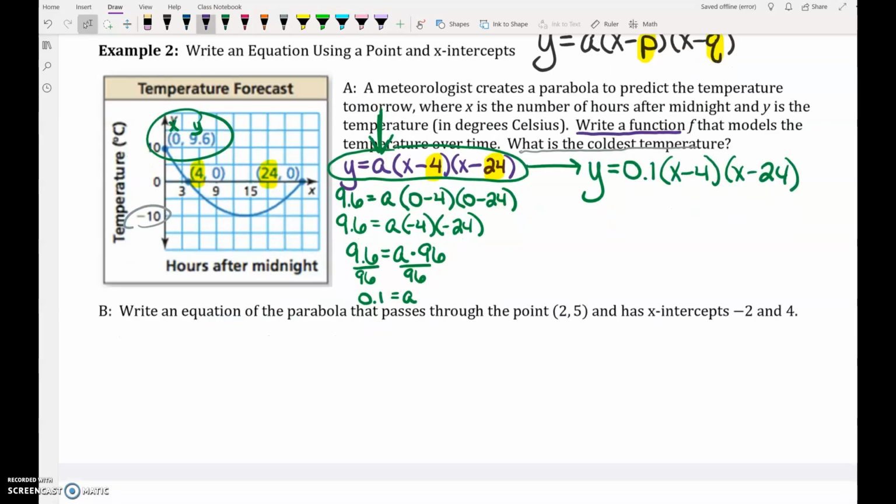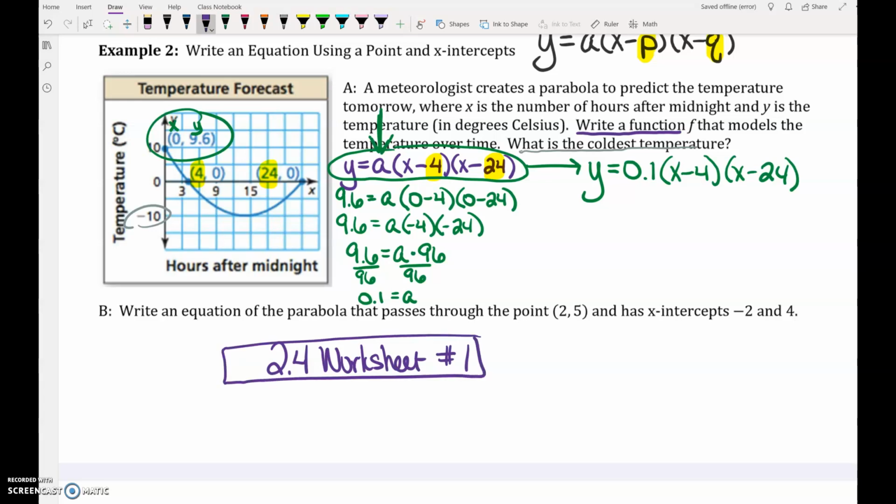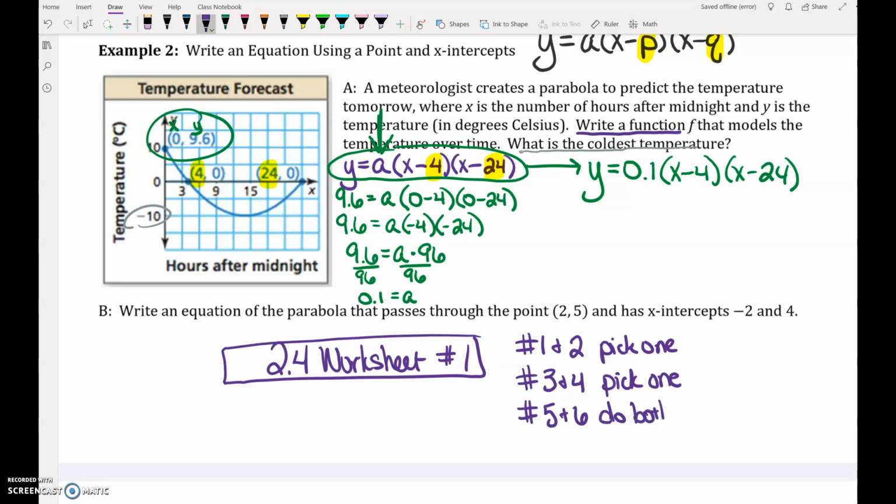On your assignment is 2.4 worksheet number 1. It's just one side, so look for the sheet that has this in the bar at the top of it. It's just that one side. On numbers 1 and 2, I want you to pick one of them to do. They are both vertex forms, so pick one of those 2 problems to do. Numbers 3 and 4, same thing. I would like you to pick one of them to do. But then for 5 and 6, you need to do both of them.